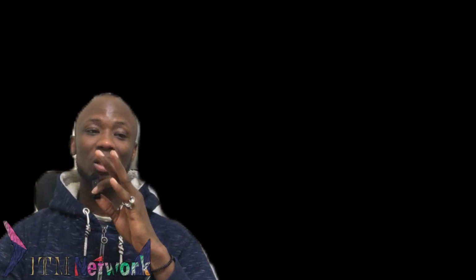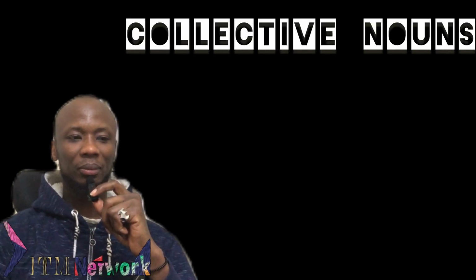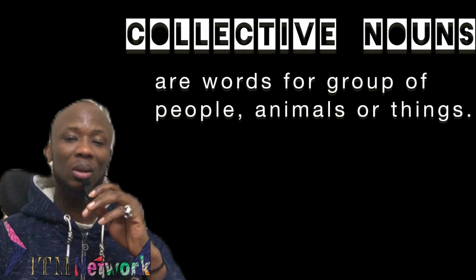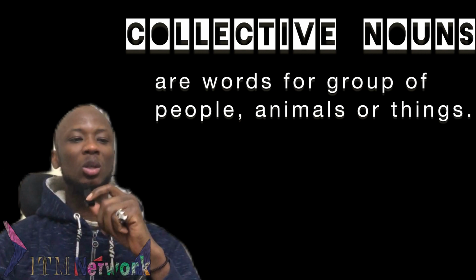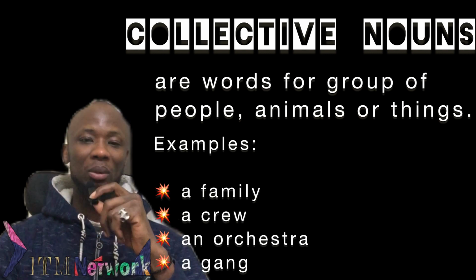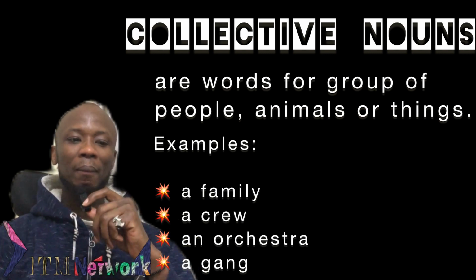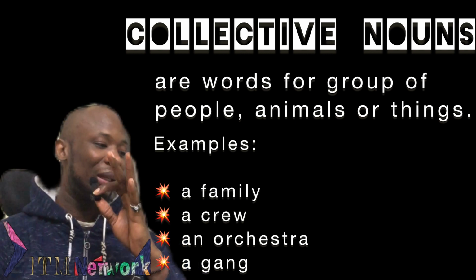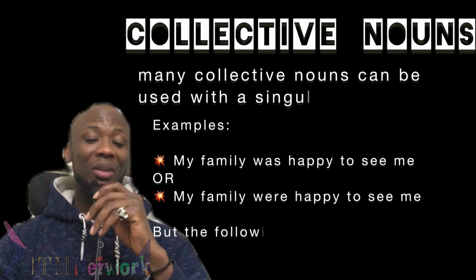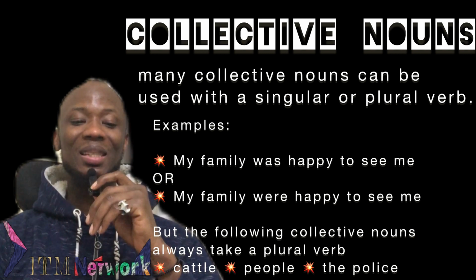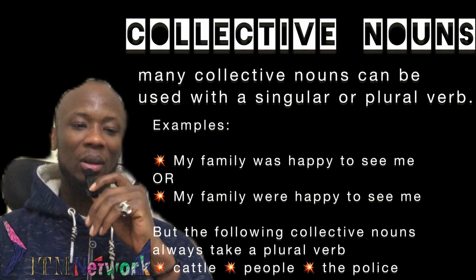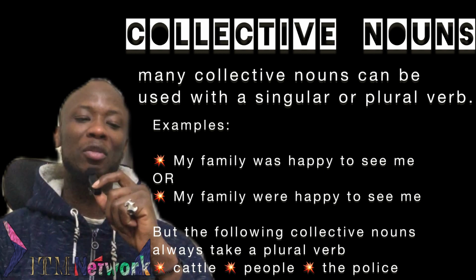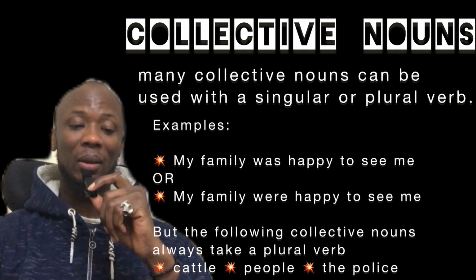Now let's briefly discuss collective nouns. Collective nouns are words for groups of people, animals, or things. So when you're talking about a group of people, like a family, a crew, an audience, you're talking about collective nouns. Many collective nouns can be used with a singular or plural verb. For example, my family was happy to see me, or my family were happy to see me.